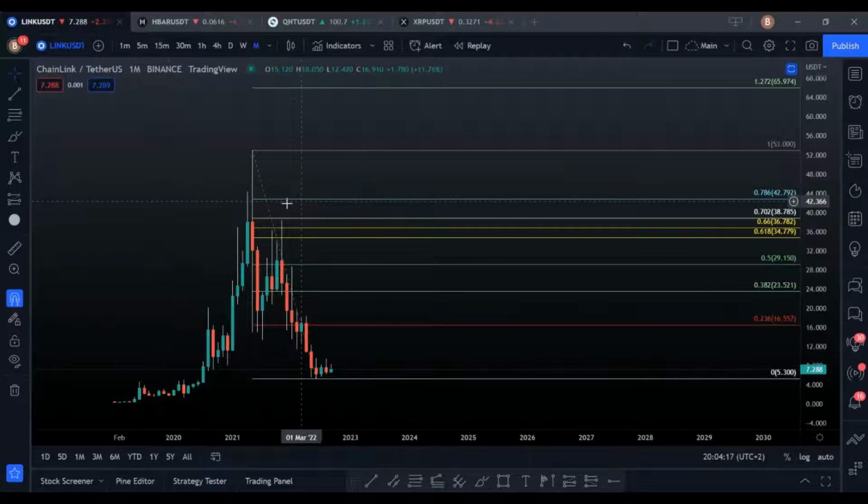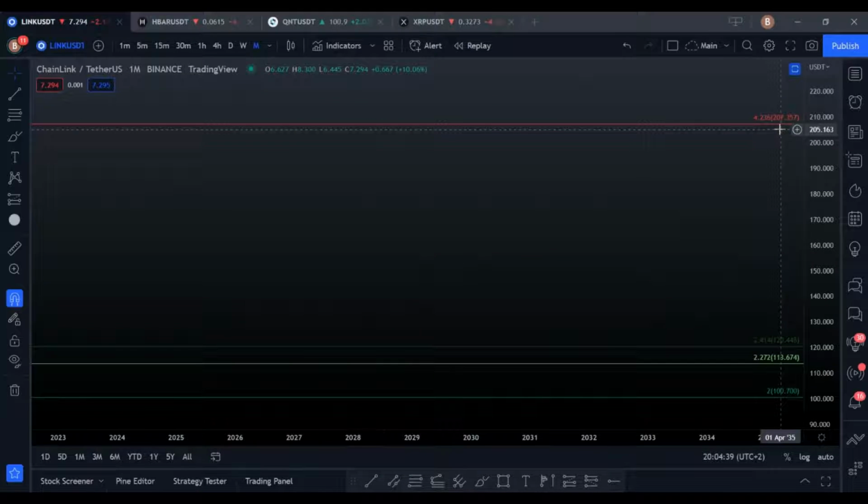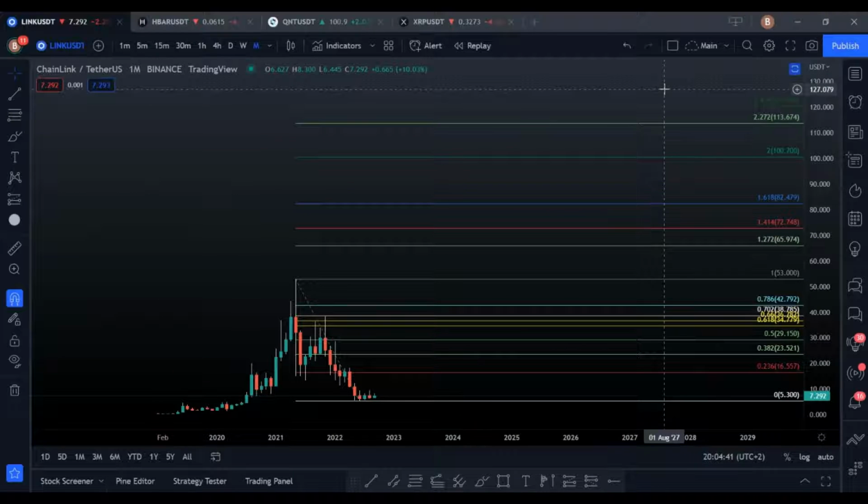For example, when looking at our most favorite coin, which is Chainlink here, we did macro technical analysis in a previous video where we noted the key targets for profit taking, which are the golden pocket fibs we can see right here between 0.618 and 0.66, as well as the minimal 4.236 fib extension target, which is right about $207 minimum.